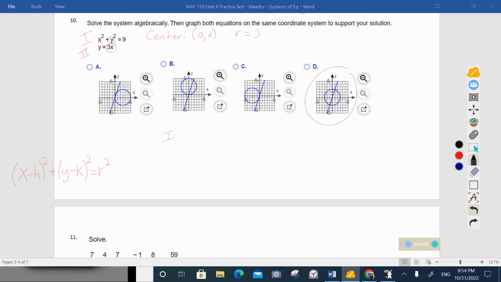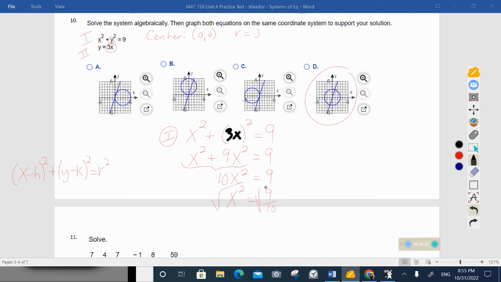So equation 1, we have x squared plus whatever y is squared equals 9. We know that y is 3x. So if you square that, 3x times 3x, that's 9x squared. Over here on the left, I have like terms. 1x squared plus 9x squared is 10x squared equals 9. You're going to divide both sides by 10, and you get 9/10.